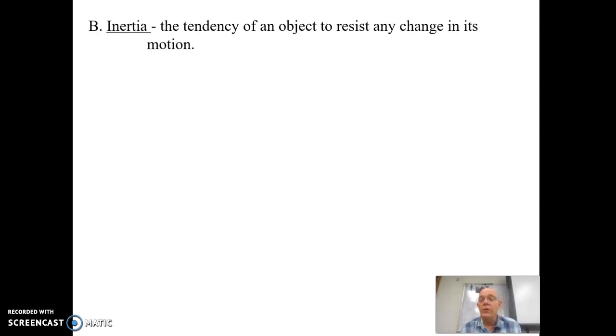In other words, objects at rest want to stay at rest. Objects that are moving at a certain speed want to just keep on moving at that same speed. They do not like change. Okay? All right. So we need to do some examples of that, but let's do one more thing.